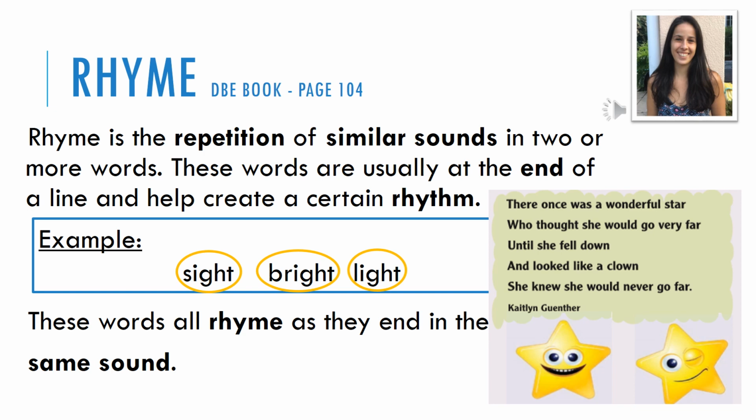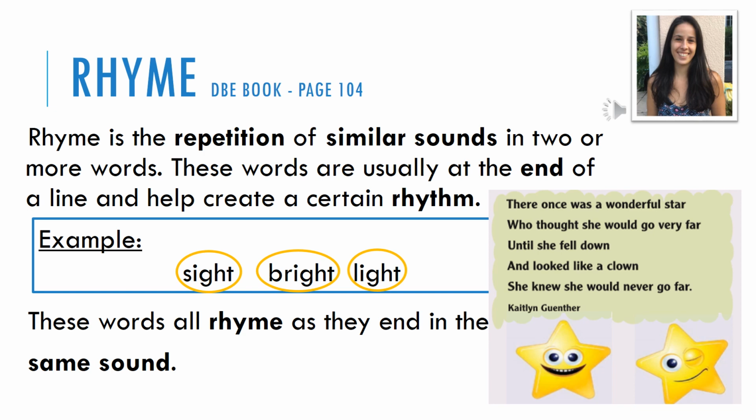Remember that when we look at poems, we try to look for a rhyme scheme. So if we had to give that poem a rhyme scheme, star and far rhyme, so we would both give them an A. Now down doesn't rhyme with far, so we would have to give it another letter. So down would be B. Then we go to clown. Down and clown rhyme, so clown would also be B. And then far rhymes with star and far in the first 2 lines, so it would be an A. So your rhyme scheme here would be A, B, B, and A.